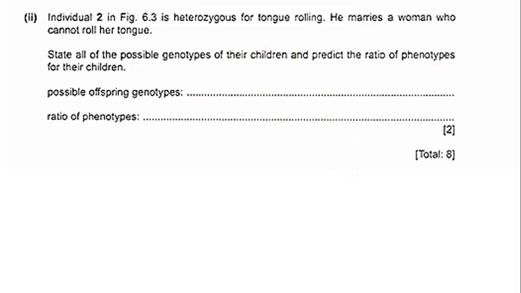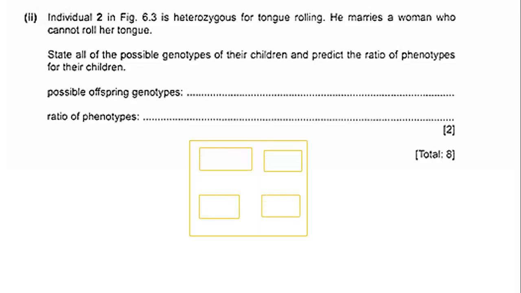So we will draw the Punnett square and put the 4 possibilities. And then we put the gametes. We knew that individual 1 was heterozygous. So 1 gamete, the other gamete, and he married a non-rolling, which means that she is homozygous recessive.